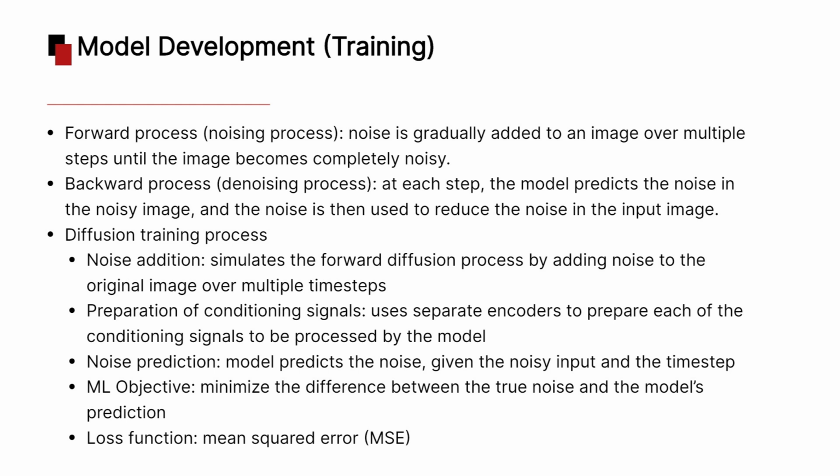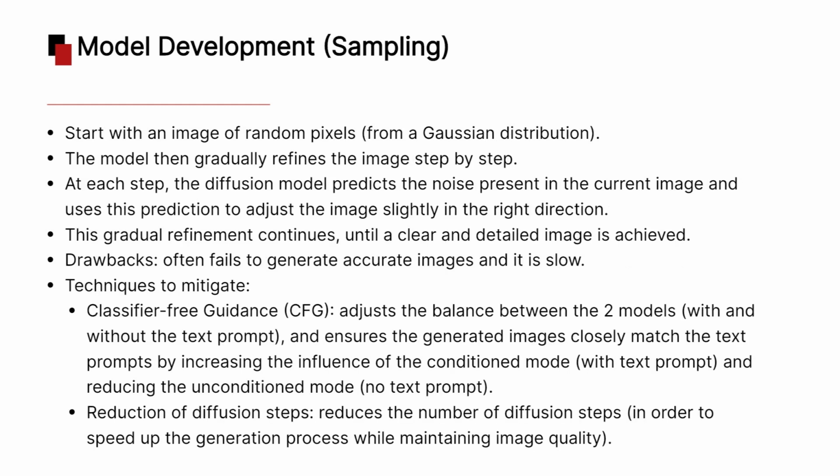This process is self-supervised. We don't need labeled data since the noise is artificially generated, and we always know the ground truth noise vector. By mastering the denoising process, the model can then start from pure noise and generate a completely new image guided by any given text prompt.